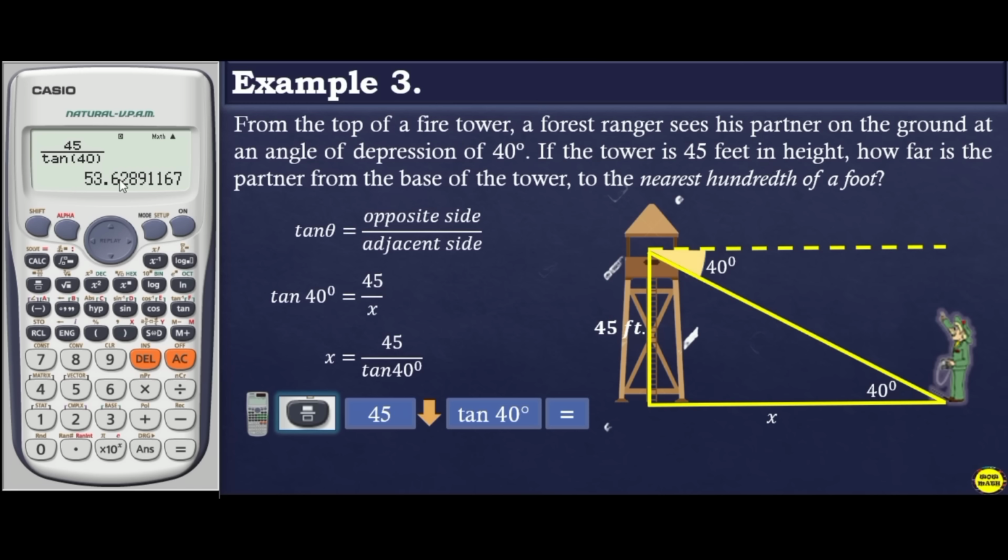Ayan po. So, nearest hundreds. So, 2 decimal places yon. So, that is 53.63. So, therefore, that is, the value of x is equal to 53.63 feet. So, ibig sabihin, yung layo nung partner niya dun sa base ng tower is 53.63 feet.